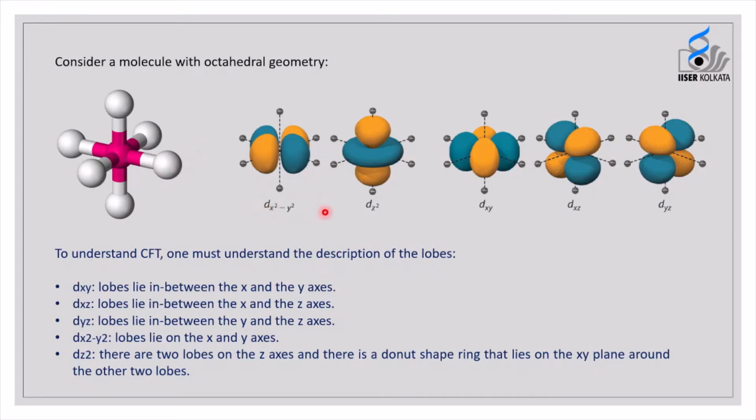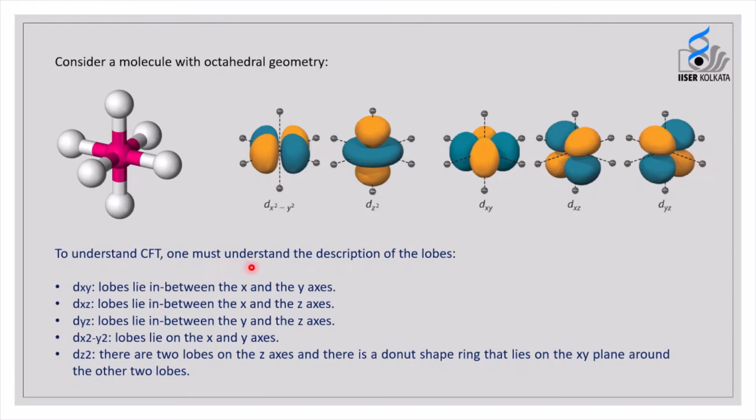Now these are the d orbitals placed on the axis. This is dx²-y². The lobes are on the x and y axis itself. This is dz², lobes along the z axis, and this is the electron density. This is dxy, here the lobes are between the x and y axis. Dxz, lobes are between the x and z axis, and dyz, where the lobes are between the y and z axis.